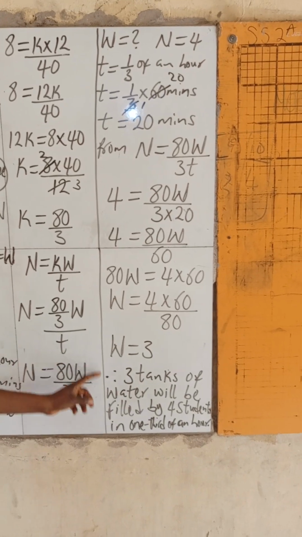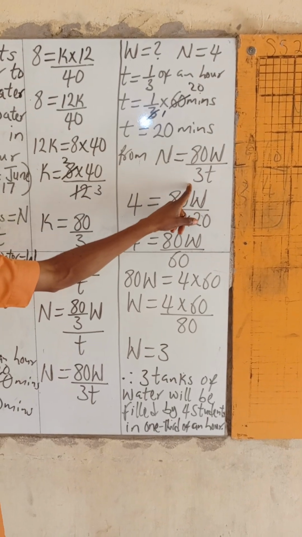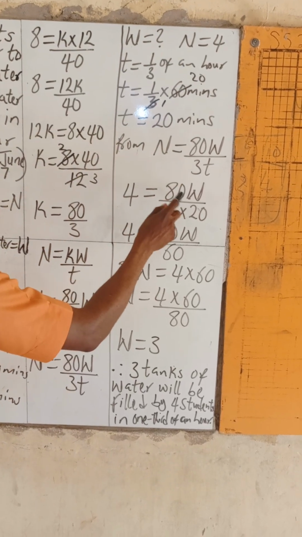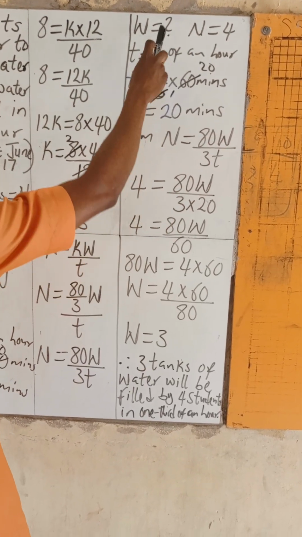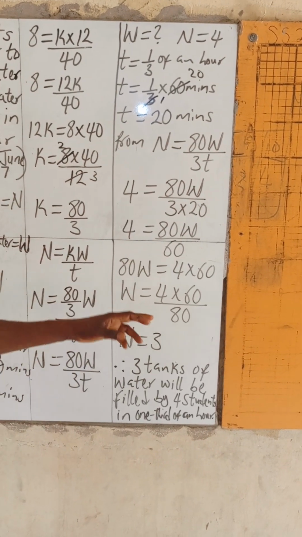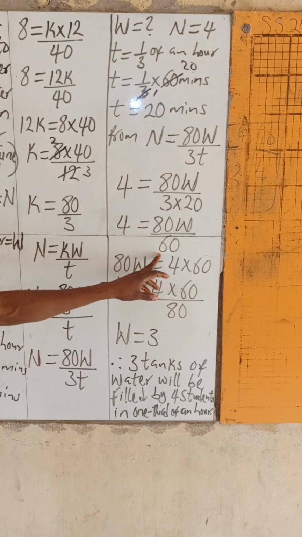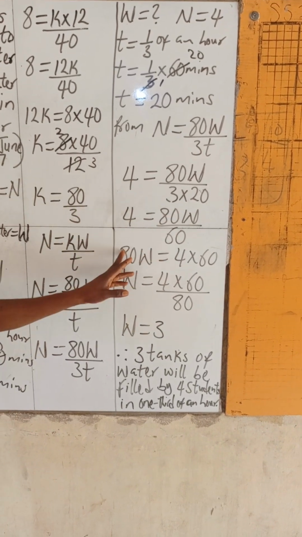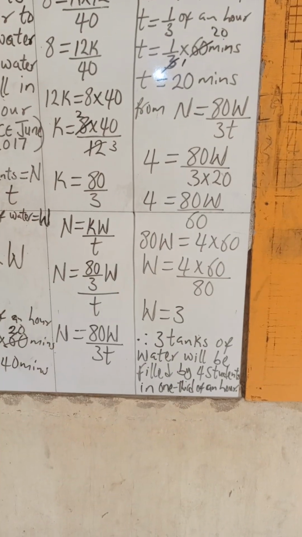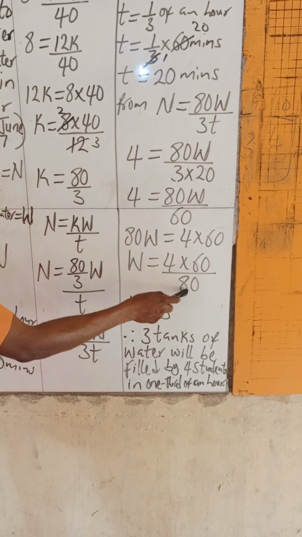So from this relationship, n equals 80w divided by 3t. Where we see n, it's 4, equals 80w, where w is unknown, divided by 3 times t. Our t is 20. So we have 4 equals 80w divided by 3 times 20, which gives us 60. If we cross multiply, we have 80w equals 4 times 60. Then our w is equal to 4 times 60 divided by 80.